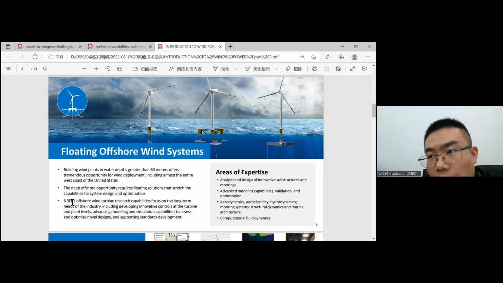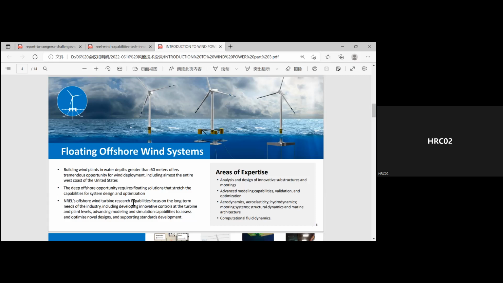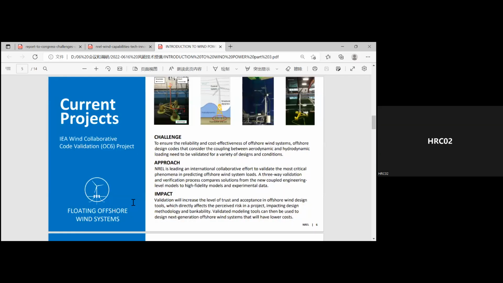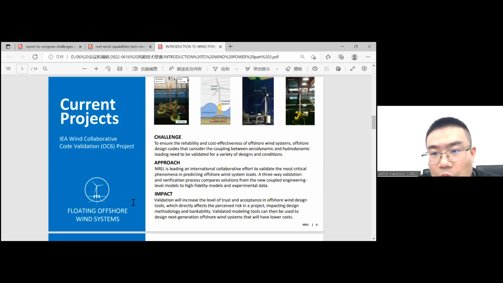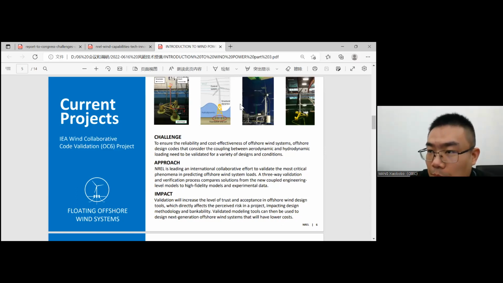NREL, the National Renewable Energy Laboratory, offshore wind turbine research focuses on long-term needs. We have done very deep analysis of what is being done. We compare what the Japanese, Europeans, and Americans are doing. We have a very common approach to floating offshore. We can see the current project. We have been doing very similar things. In China we also have indoor simulation of the floating foundation. We are basically doing the same thing, but with a bigger prototype.